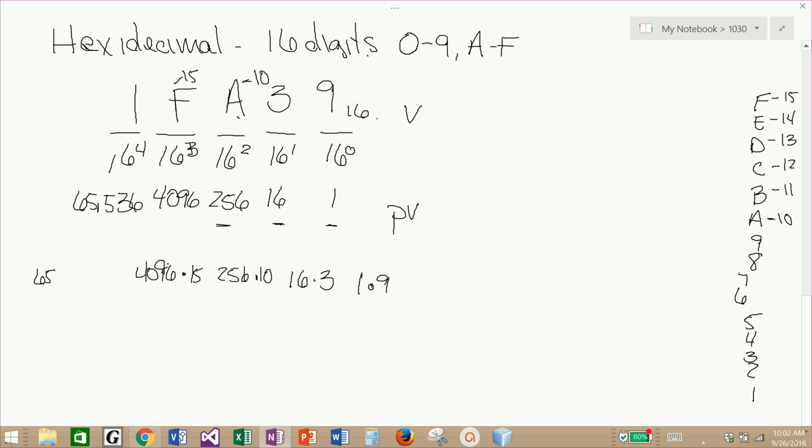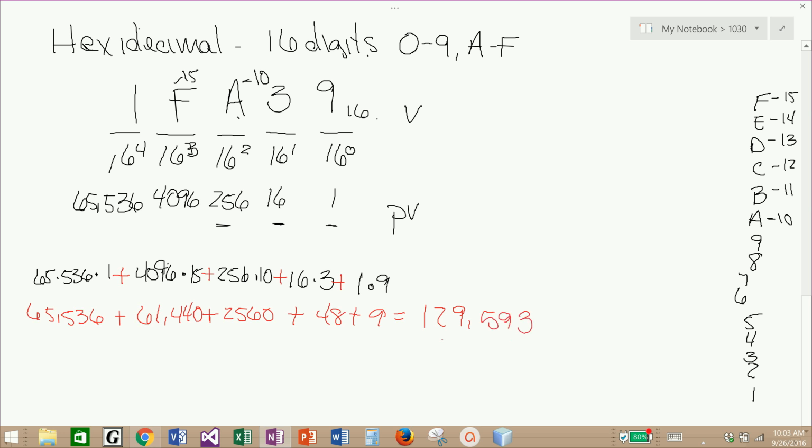My last one is 65,536. I'm going to multiply it by the value that is sitting there. And then I'm going to add all of these together. And ultimately, I'm going to get 65,536 plus 61,440 plus 2560 plus 48 plus 9. If I do my math right, I'm going to get 129,593 in decimal. So this tells me that the hexadecimal number 1FA39 is equivalent to the decimal number 129,593.